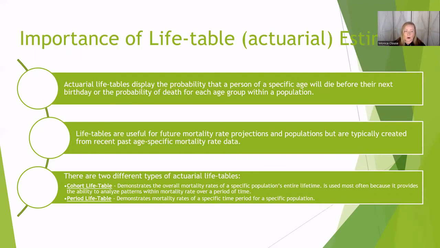One is the cohort life table. This demonstrates the overall mortality rates of a specific population's entire lifetime. It is used most often because it provides the ability to analyze patterns within mortality rate over a period of time. The period life table demonstrates the mortality rates of a specific time period for a specific population.